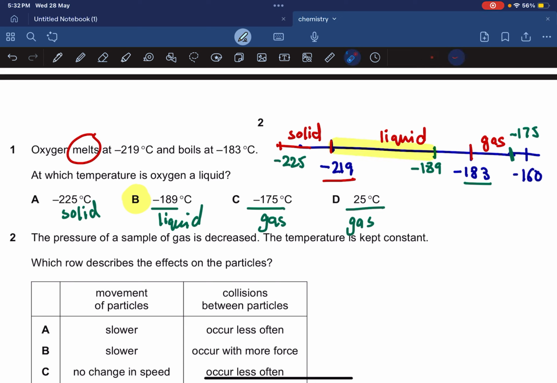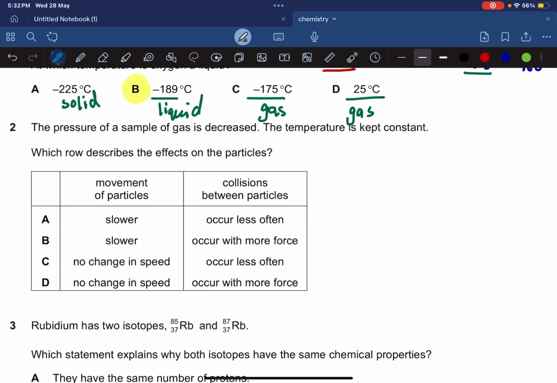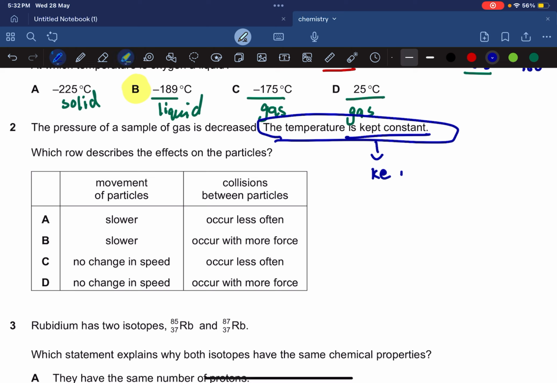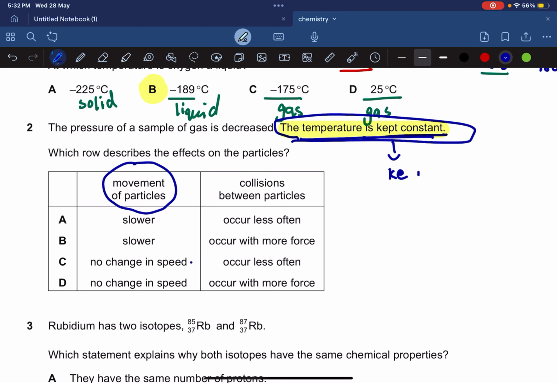Moving on, the pressure of a sample of a gas is decreased, the temperature is kept constant. Now one thing you have to understand is that whenever the temperature is kept constant, that means the kinetic energy of the particles is constant. That means the speed of the particles remains the same. So this word over here is very important, that the temperature is kept constant, meaning the particles won't gain or lose speed. Which row describes the effects on the particles? Movement of particles, it's going to be slower or no change in speed. Always remember that whenever you are keeping the temperature constant, there's going to be no change in your speed.